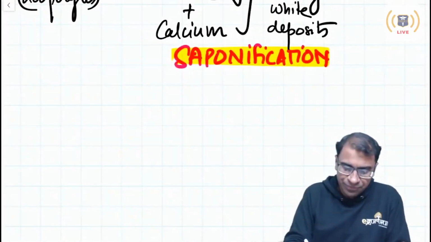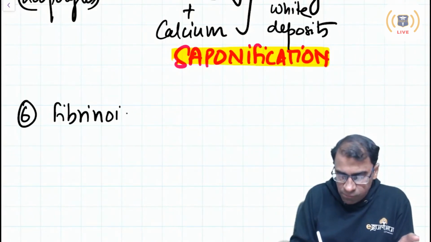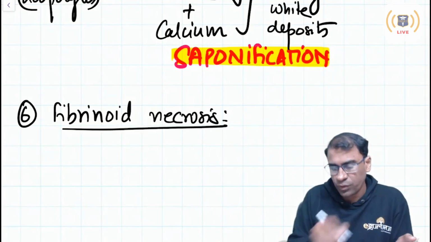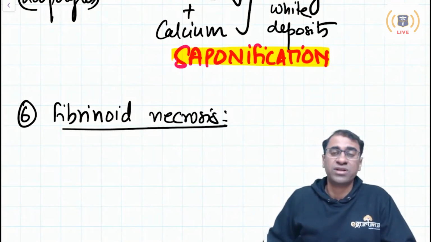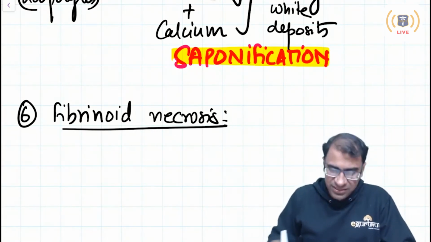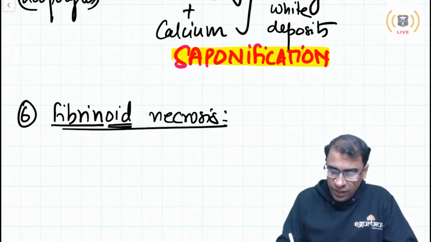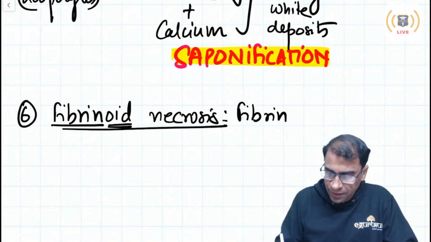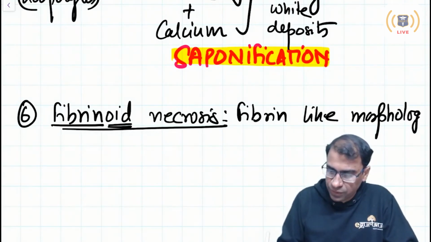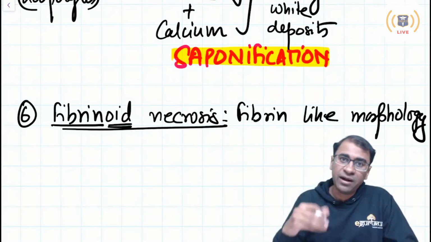Okay. Finally, we move to the next type, that is fibrinoid necrosis. What is this? Remember, it again is not a type of necrosis. It is fibrinoid, like fibrin. It's a fibrin-like morphology, not the necrosis at all.